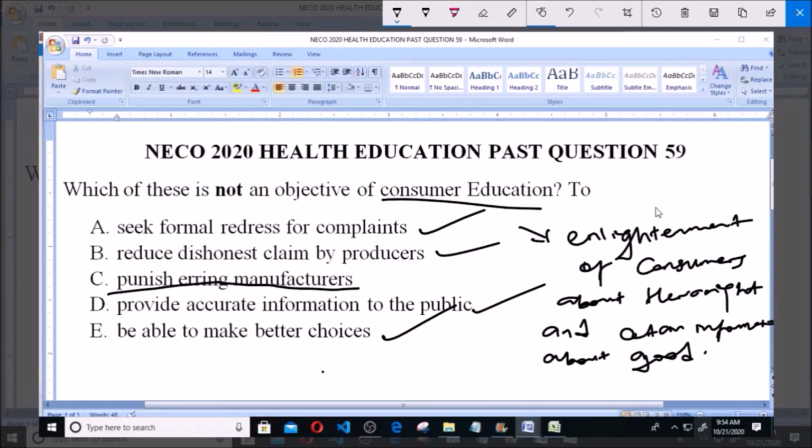Now, by them making better choices, it reduces dishonest claim by producers. Since the consumers are now enlightened about the products, the producers can now make honest claims about their products. But punishing of erring manufacturers is not under the scope of consumer education, because that is not what they are concerned with. So therefore, that is the answer to this question. It is not an objective of consumer education. So option C is the correct answer to this question.